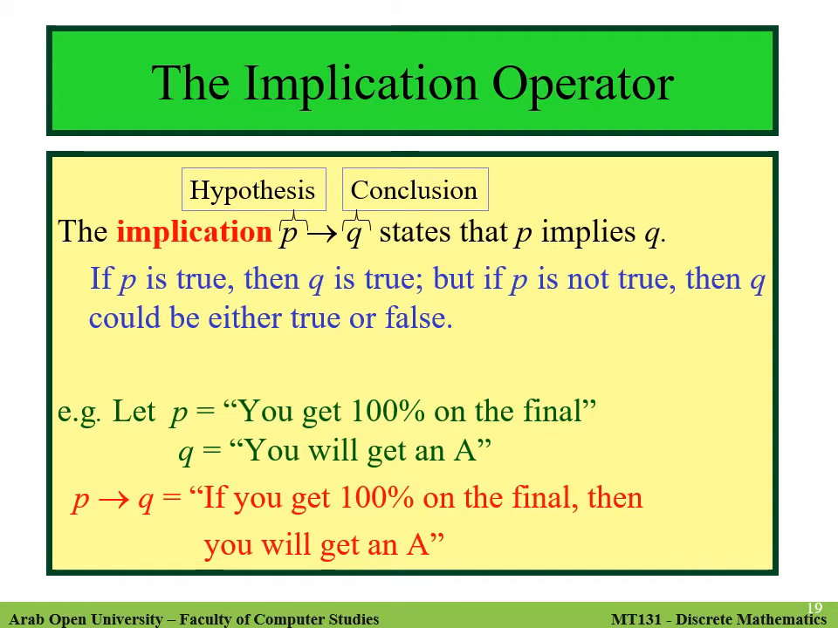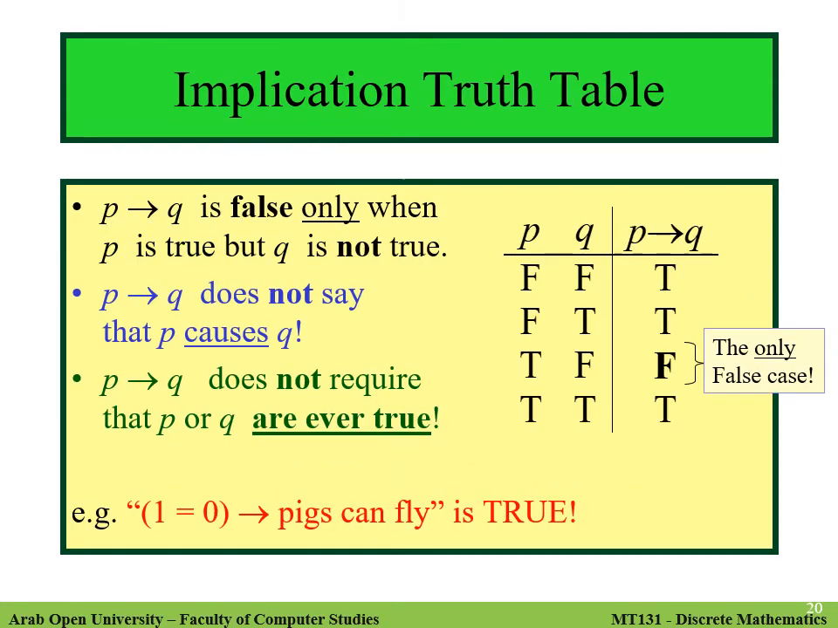Now what happens if you don't get 100% on the final? If P is false, then Q can still be true or false, and you can still get an A or not. The implication statement does not tell us what happened if P is false. The only thing we know when we use the implication is that if P is true, then Q is also true. If P is false, then Q can still be true or it can be false. Again, one more time, P implies Q tells us that if P is true, then Q is true.